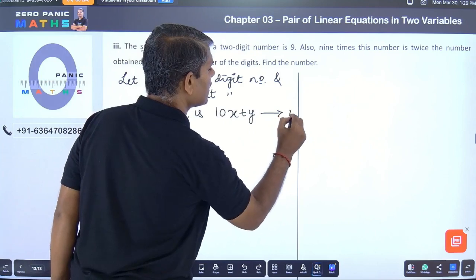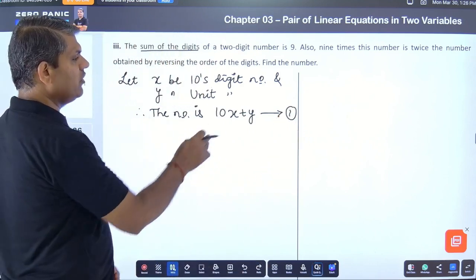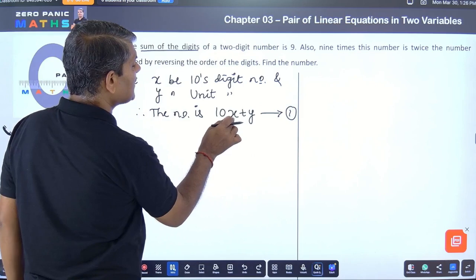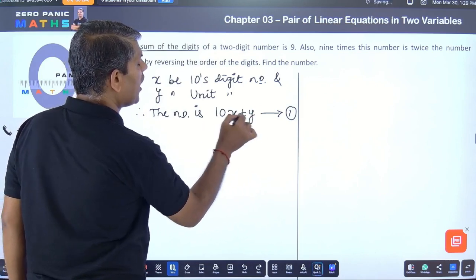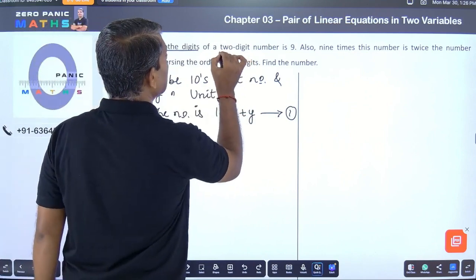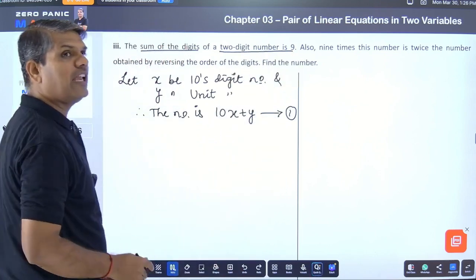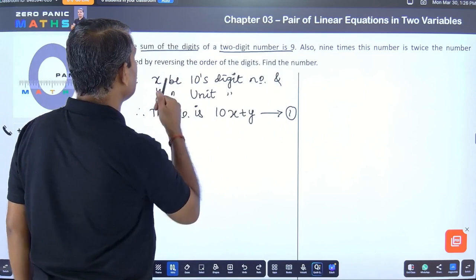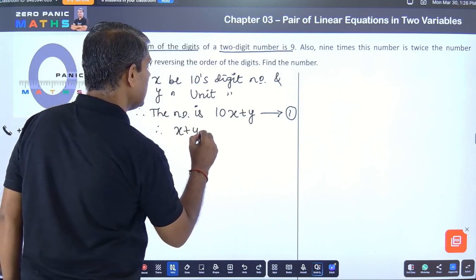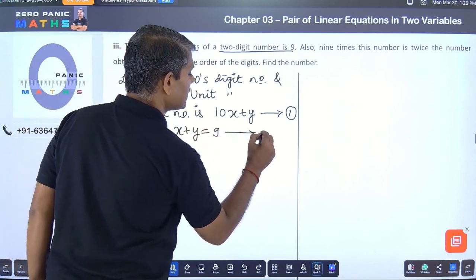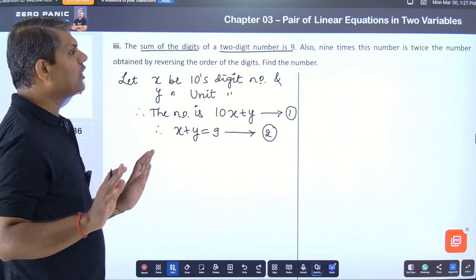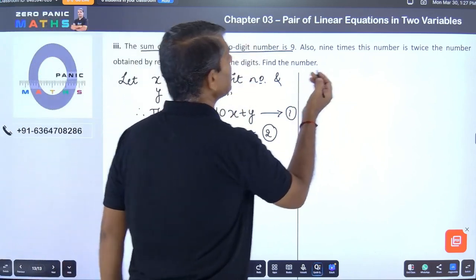Let us assume this as equation 1. Actually we don't need that, but let us assume that as equation 1. So x is the tens digit and y is the unit digit. Now what is given? The sum of the two digits is actually 9. So what are the digits we considered? x and y. So what is given to us is x plus y is equal to 9. We can consider this as equation 2. Understood this point?